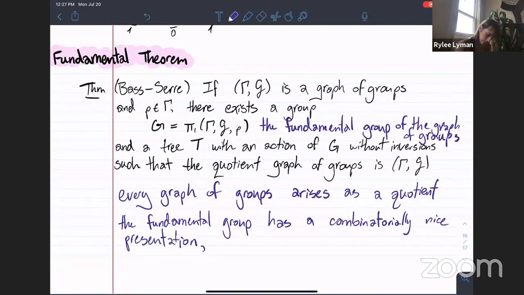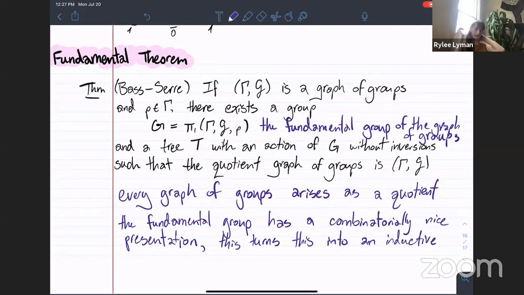And this sort of turns Serre theory into an inductive tool. In other words, and I'll say a little bit more about this on Wednesday, one way to prove theorems about groups that act on trees would be to prove it for what the vertex stabilizers look like, and then say that if I combine groups as vertex stabilizers along maybe a restricted class of edge stabilizers, then the theorem still holds. Great. So that is the fundamental theorem.